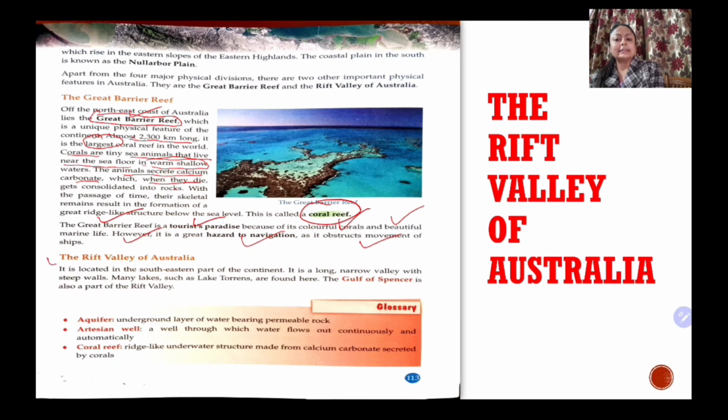Now students, the last important feature of Australia is the Rift Valley. So where is it located? Whenever we learn about a physical feature, we have to first see where it is located, and then we learn about its features. So in the southeastern part of the continent lies the Rift Valley of Australia.